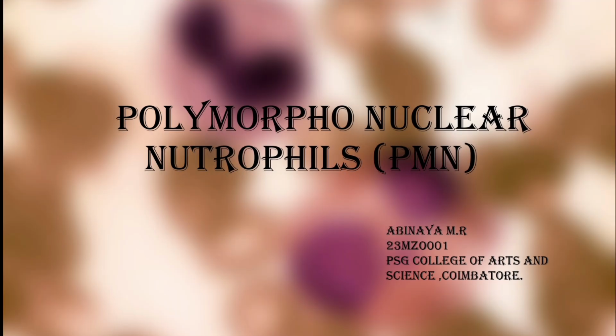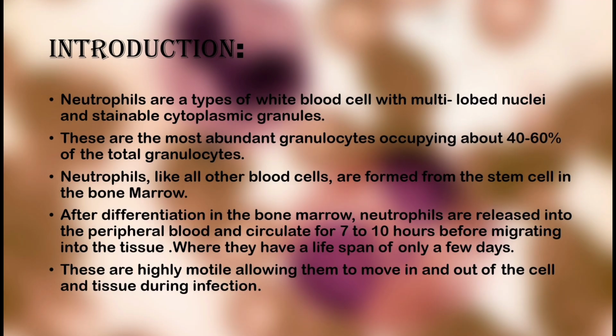Today we are going to see about polymorphonuclear neutrophils. Introduction. Neutrophils are a type of white blood cell with multi-lobed nuclei and stainable cytoplasmic granules. These are the most abundant granulocytes, occupying about 40 to 60% of the total granulocytes. Neutrophils, like all other blood cells, are formed from the stem cells in the bone marrow.